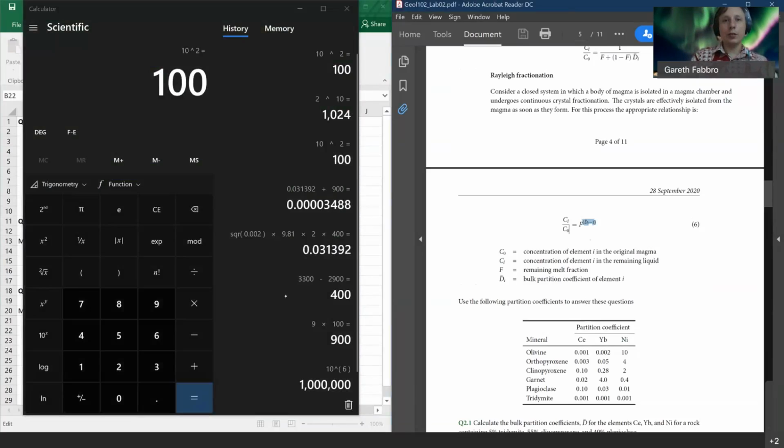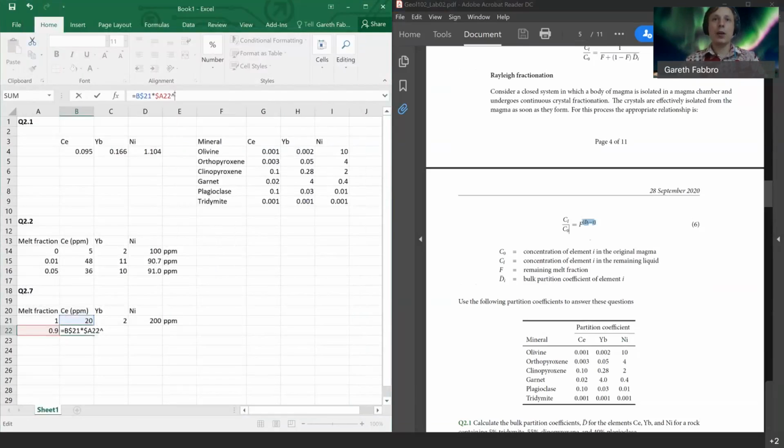If you're doing it in Excel, it's much easier. You can just put the raised-to-the-power symbol and then put in brackets D. So your D in this case would just be olivine. Again, we don't want the row to change, so we'll put a dollar sign before the 4, and it's minus 1.